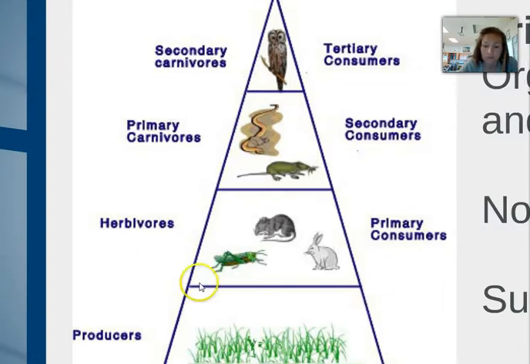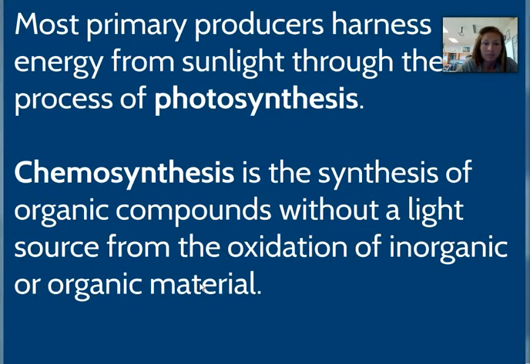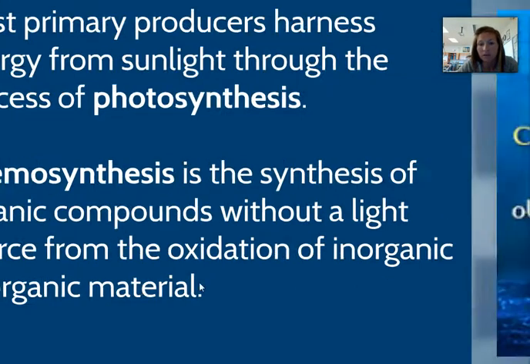So we will talk more about those different types in a second here. Now, it's important to note, and we talked about this back in Unit 3 last semester, most primary producers harness their energy from sunlight through photosynthesis. There is an exception to that, though, and that is a process called chemosynthesis, which is where organic compounds are made without a light source, and that's from the oxidation of inorganic or organic material.